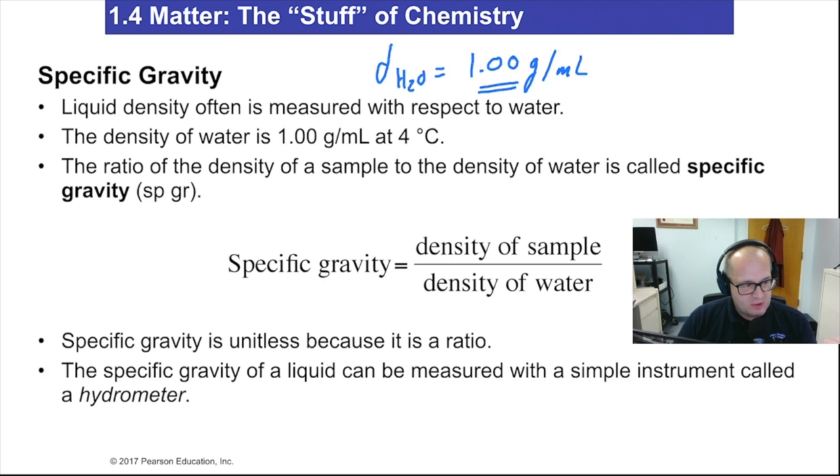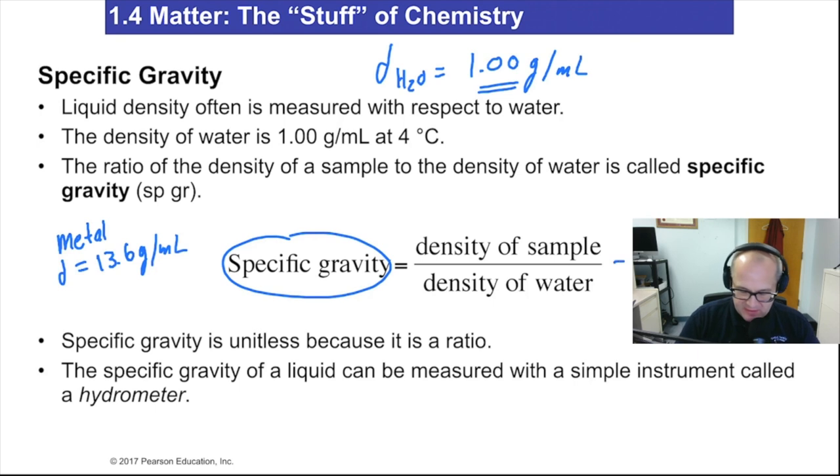Now, we're going to use this thing called specific gravity. Specific gravity is the density of a sample of anything. Usually it's a liquid, but anything could have a specific gravity. It's the density of a liquid divided by the density of water. So let's say, for example, we had a piece of metal, and its density was 13.6 grams per milliliter. I just made that up. I just picked a number in the units. If I want the specific gravity of that metal, I simply take the density of the metal or the sample, 13.6 grams per milliliter, and divide that by the density of water, which I already told you is 1 gram per milliliter. Now watch what happens.